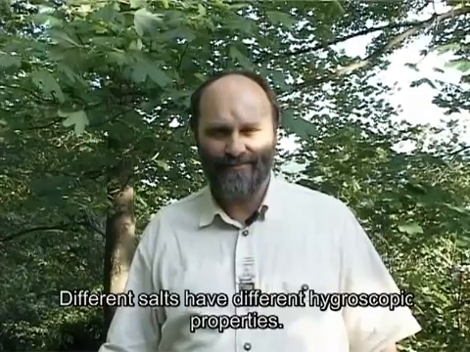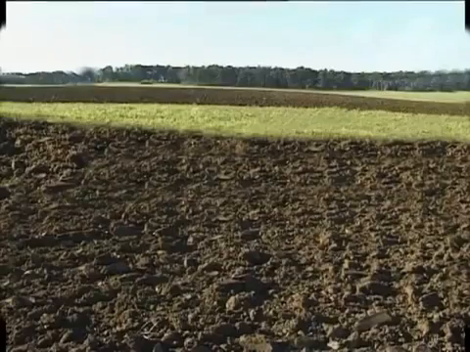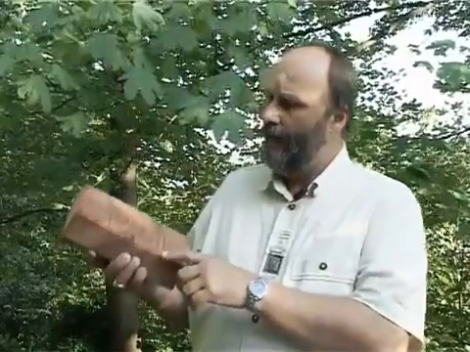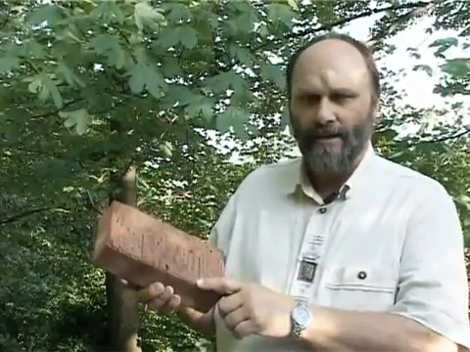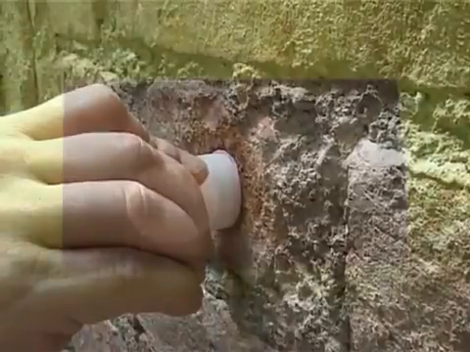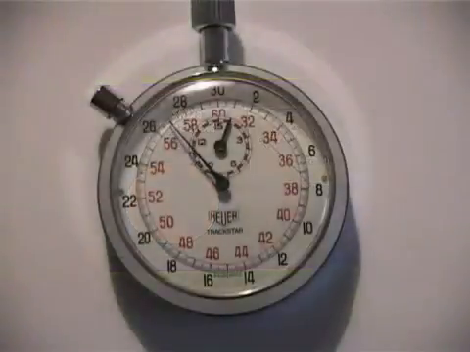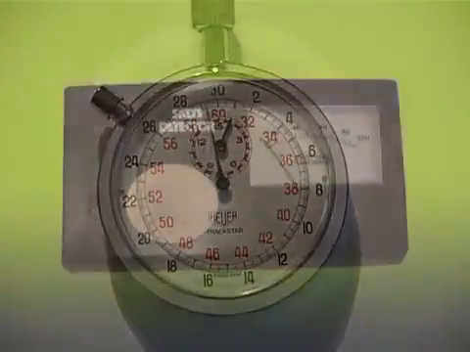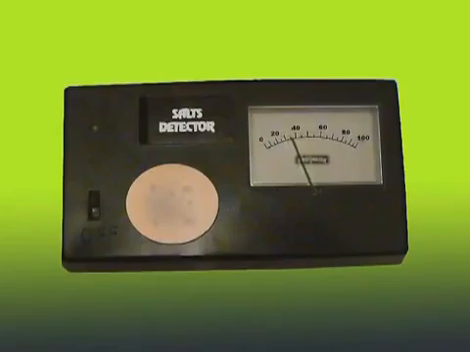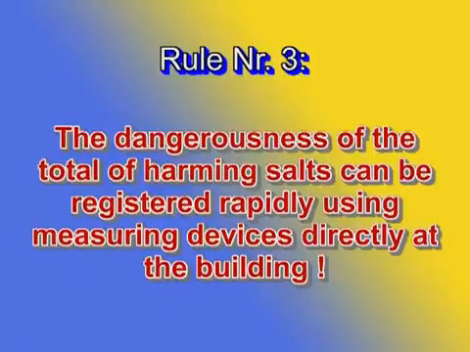Different salts have different hygroscopic properties. Ground salts like nitrates or chlorides attract moisture more than salts contained in building materials such as carbonates. The dangerousness of all harmful salts as well as their quantity can be determined directly and rapidly at the building site on the basis of their electrical conductivity. Time-consuming chemical analyses are not needed. Rule 3. The dangerousness of the total of the harming salts can be registered rapidly using measuring devices directly at the building.